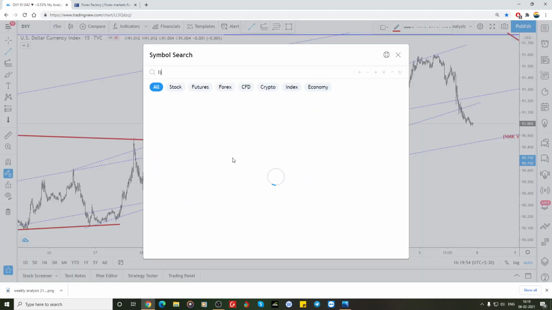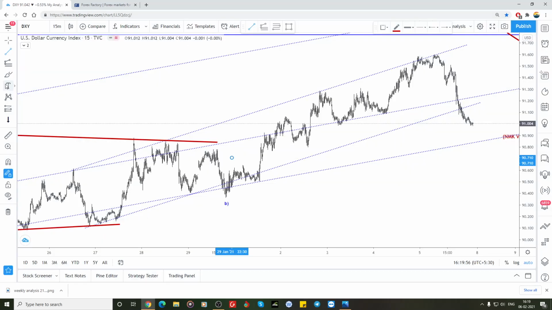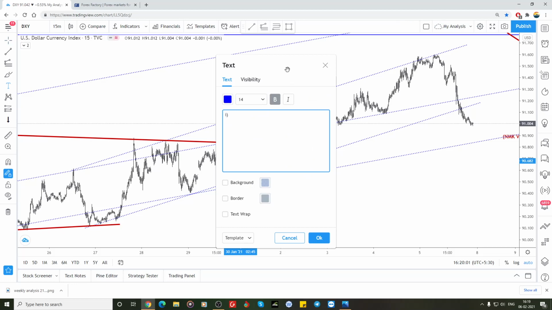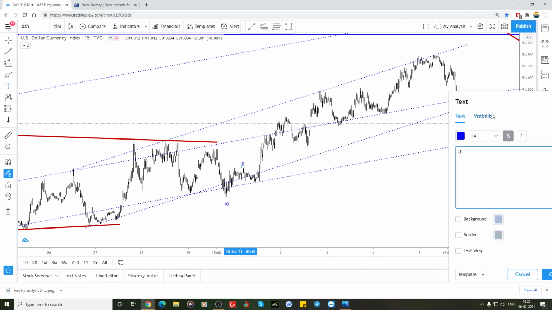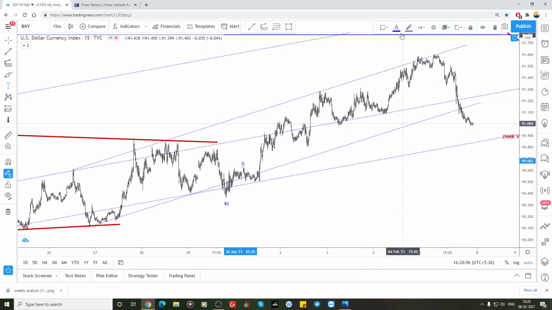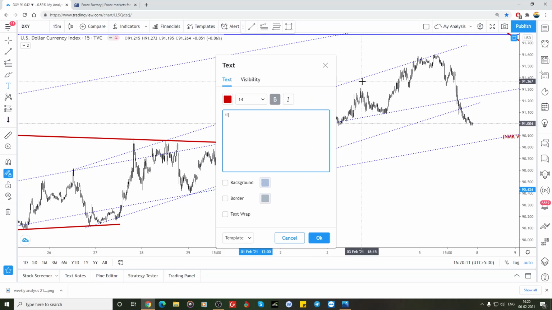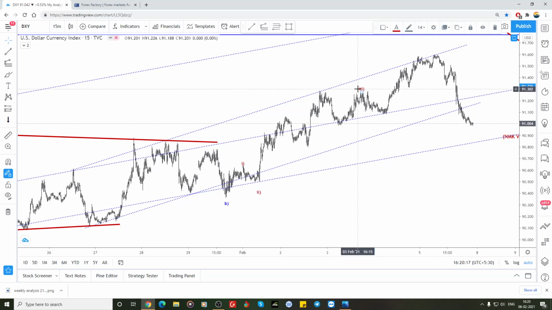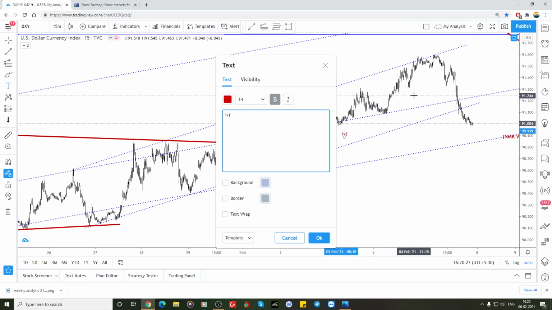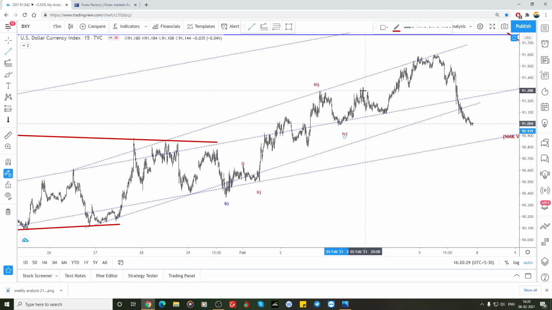So here it's a 1, here is a 1, make it a red color. This is a 2, this could be a third. One second, I will show you that. Here is a third, here could be a fourth, or here, and a fifth, it could be a wedge formation.